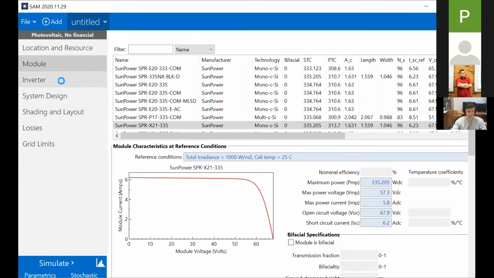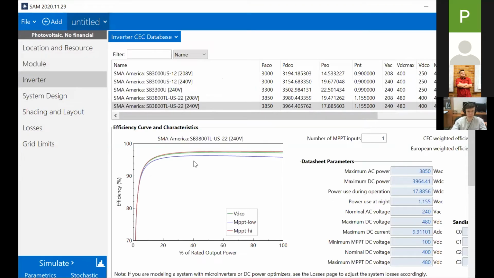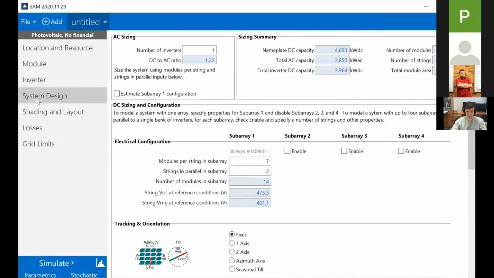You have to choose an inverter as well, and we'll talk a lot about inverters as we go through this course, because that is the method or the electronics that transforms the direct current power out of the PV system into AC power, which is usually what we want. Then there's some information about system design. And I pointed out yesterday, particularly, we're interested in the tracking and the orientation choices that SAM gives us.